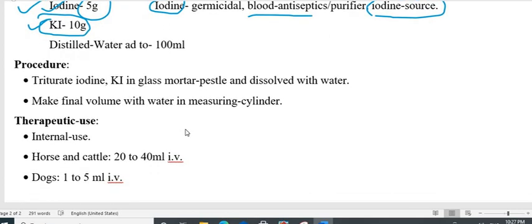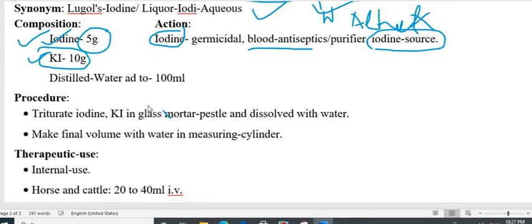Regarding its procedure of preparation, both are solids, and you have to take them in the glass mortar and pestle. So for the preparations that we have gone through, the potassium permanganate solution 1% and the Lugol's iodine, for both preparations we have to use the glass mortar and pestle, triturate it, mix with the water, and make the final volume in the measuring cylinder by seeing the 100 ml marker.